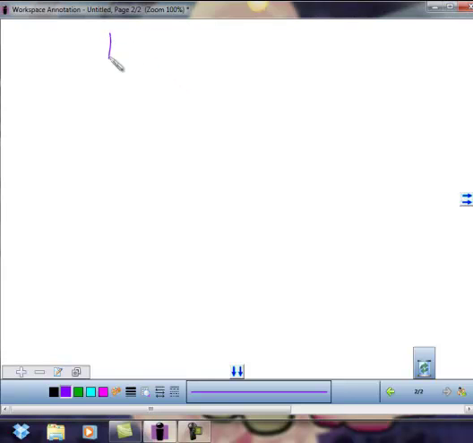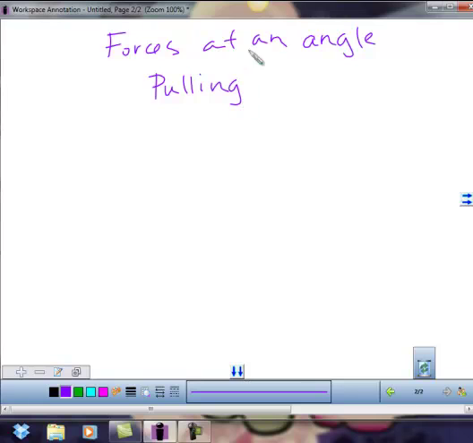Okay, so this video is going to talk about forces at an angle. And the first one that I want to talk about is pulling a wagon. So pulling a wagon is when an applied force is applied to an object with an upwards force. So upwards and to the right force. So here is our object.